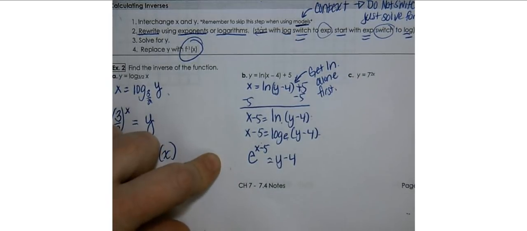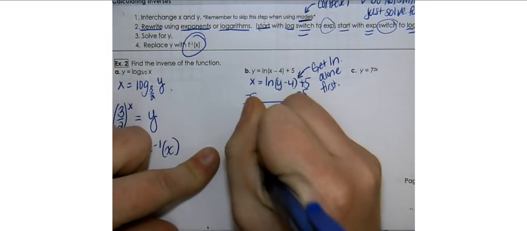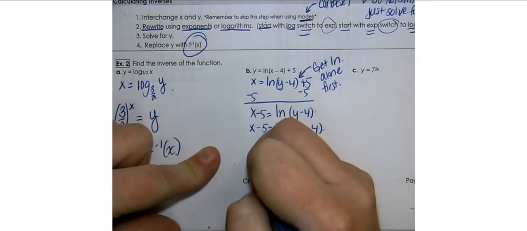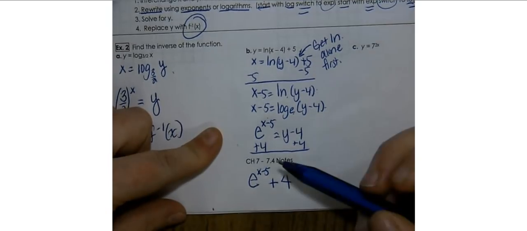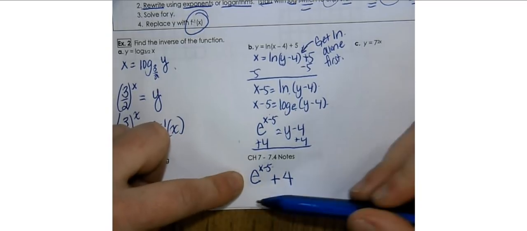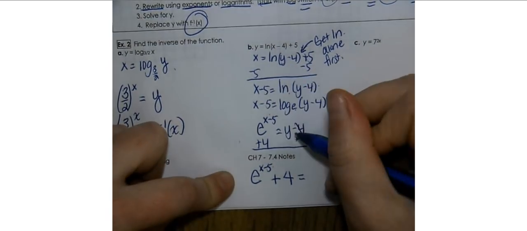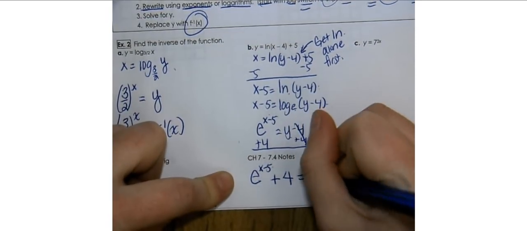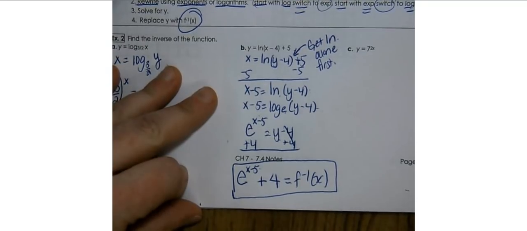At this step, we need to get y alone, so I'm going to add 4 to both sides. Please be careful with how you write this. e has an exponent, that's x minus 5, and then we're adding 4 to it. So you need to make sure that you make your exponent look little, and what you're adding look like it's the same size as the letter e. Now that y is alone, I'm going to rewrite that using inverse notation. And here's my answer: e to the x minus 5 power plus 4.